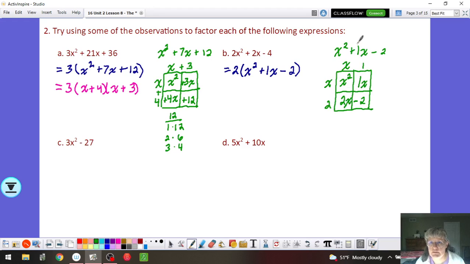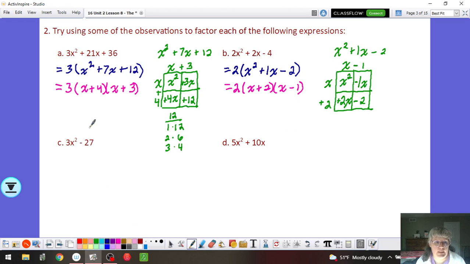In order to get this positive 1 that I have in the middle, I'm going to have to subtract 1 from a positive 2. So that means one factor will be x plus 2, and the other factor will be x minus 1. And just to double check, negative 1 times positive 2 will multiply to give me negative 2. So the fully factored form is x plus 2 times x minus 1.